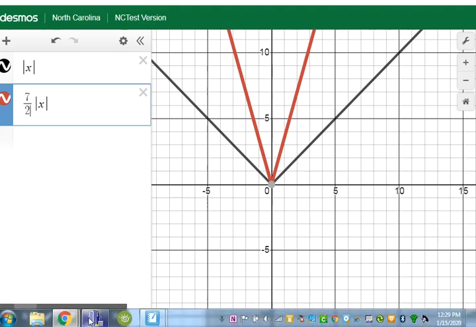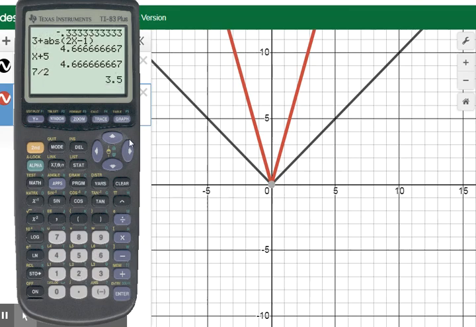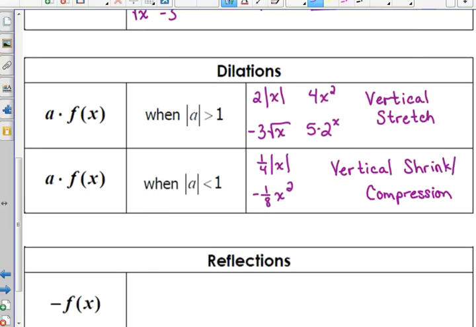So 7/2 caused a vertical stretch. Why did 7/2 cause a vertical stretch? Because 7/2, yes, it's a fraction, but that is a number that is greater than 1. So be careful that you don't generalize and say that if this number in front is a fraction, it's automatically a compression. It's not. You got to check whether that fraction is greater than 1 or not.